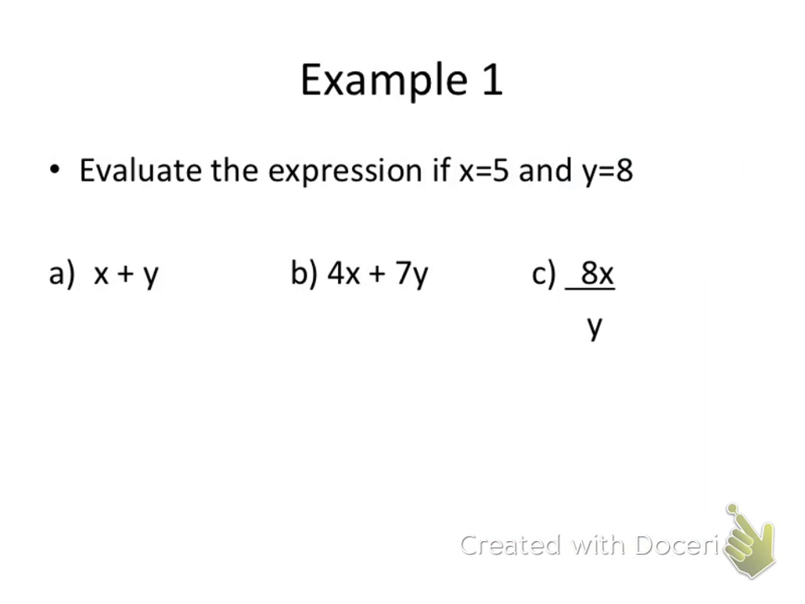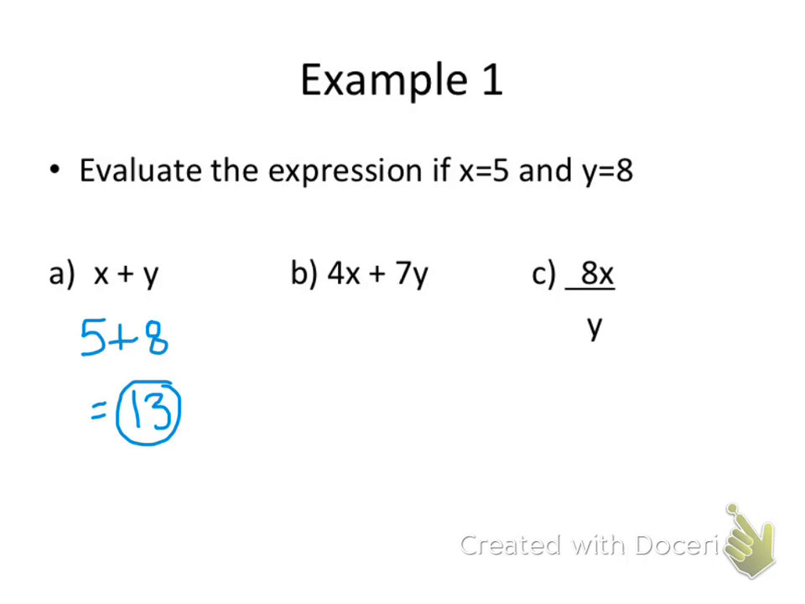Okay, in the very first example that we're going to do, we're going to evaluate an expression if x is equal to 5 and y is equal to 8. The method we will be using is called substitution. So we will take the numerical value that is equal to x and substitute it into the expression to solve or get a value of it, to evaluate it. So for A, I first want to rewrite the expression with the numbers substituted in. So wherever I see an x, I put a 5. Wherever I see a y, I put an 8. And then I will just simply add them together to get 13.